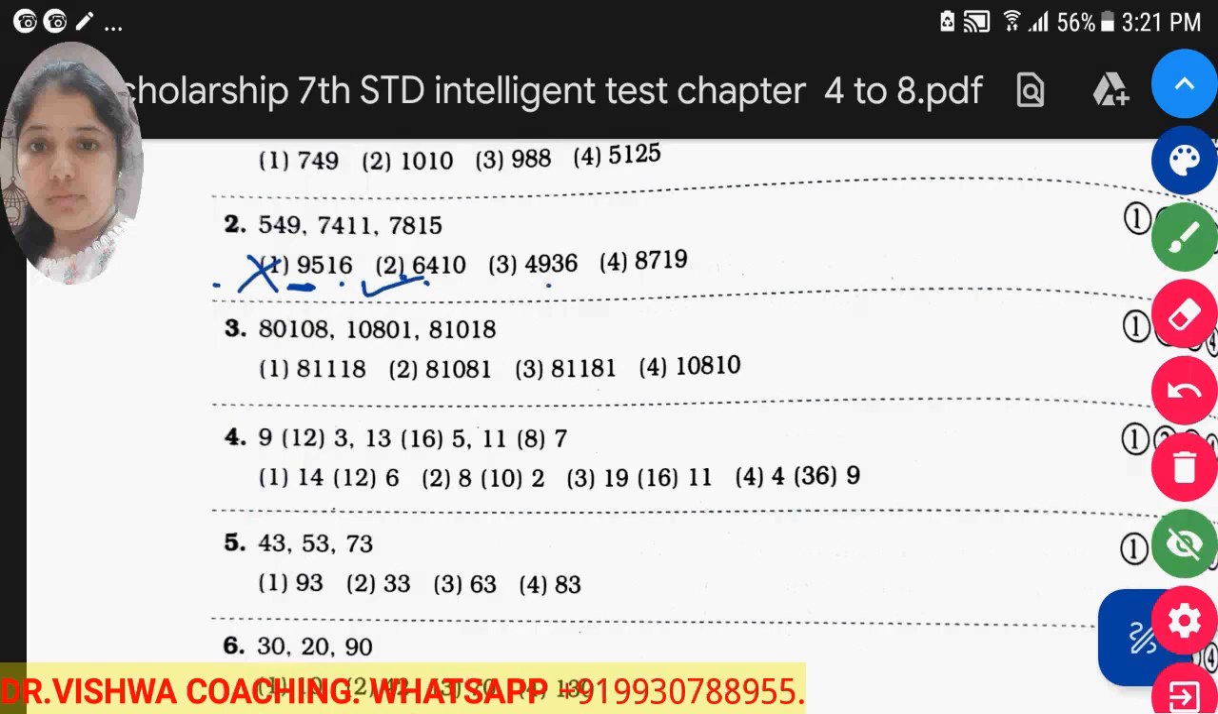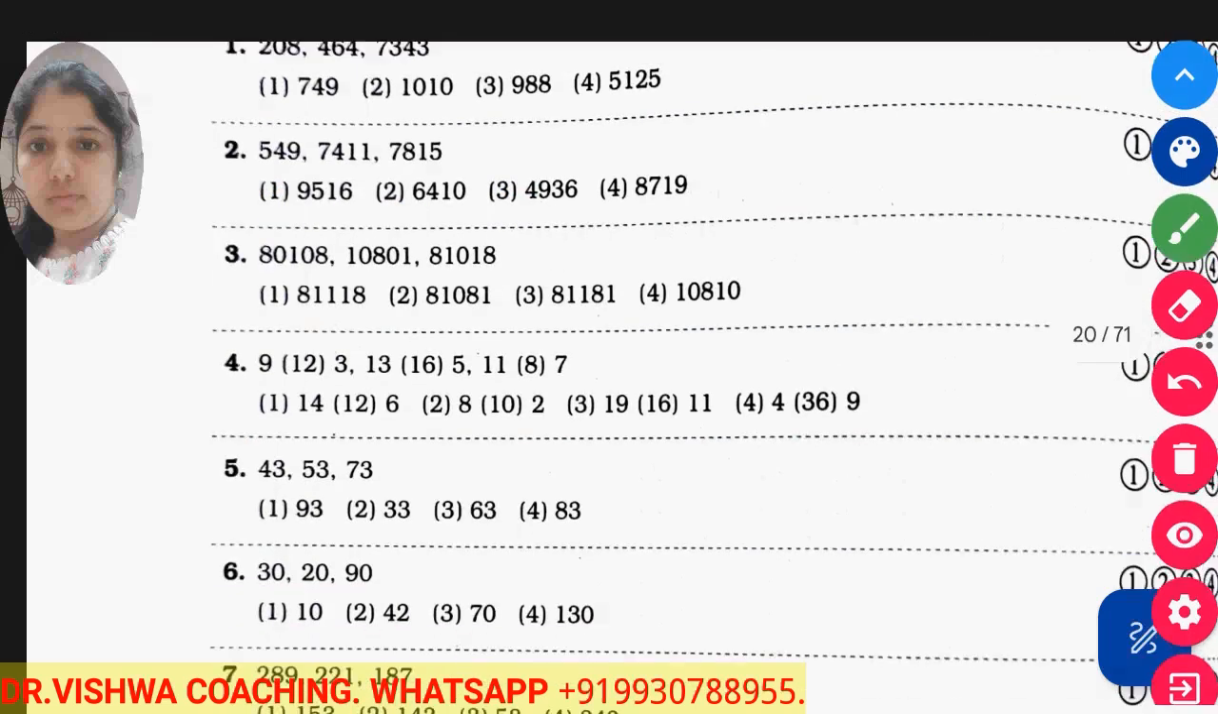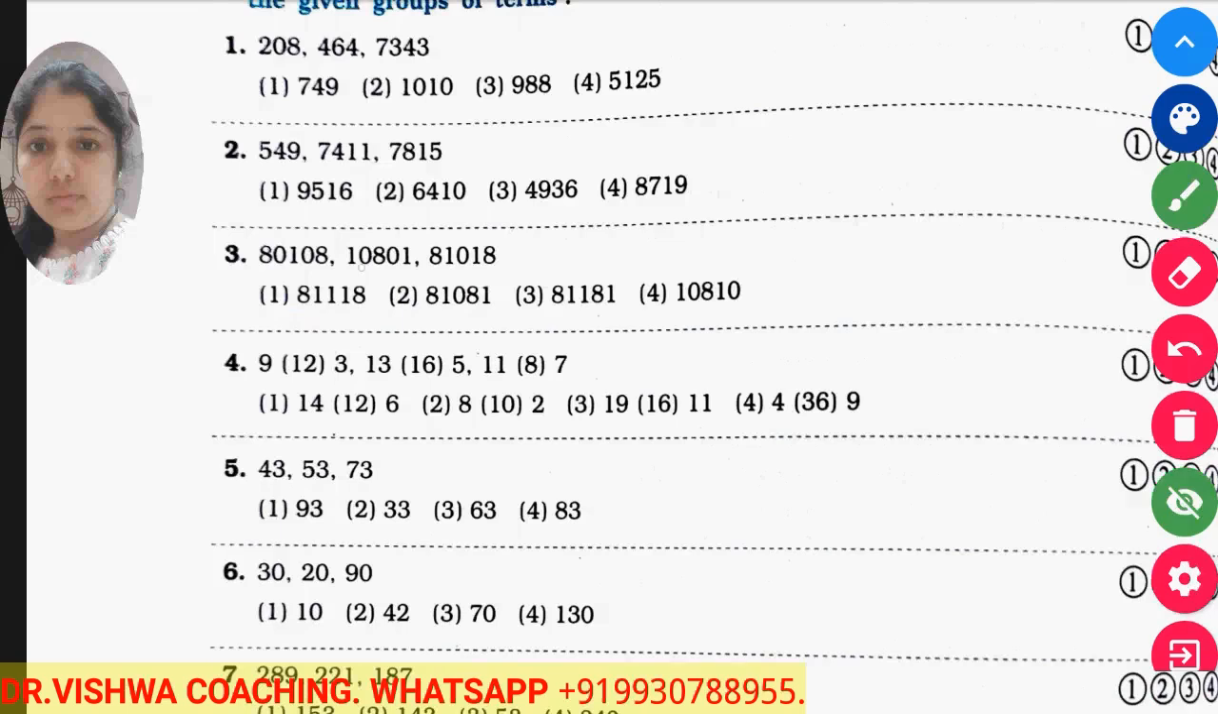But we will check further. 4 plus 9 is 13, so this is also wrong. And 8 plus 7 is 15, so this is also wrong. So the correct option is option number 2. Now, the third one you try at home. The fourth one I will take.